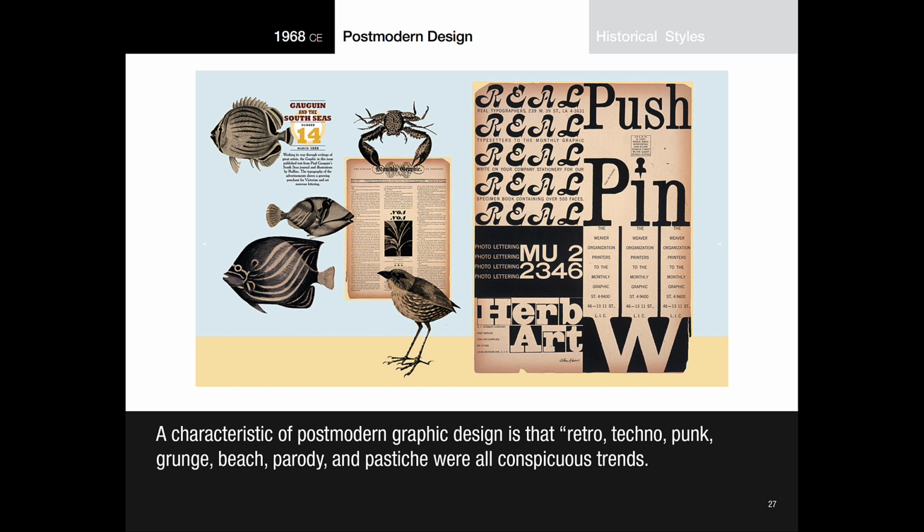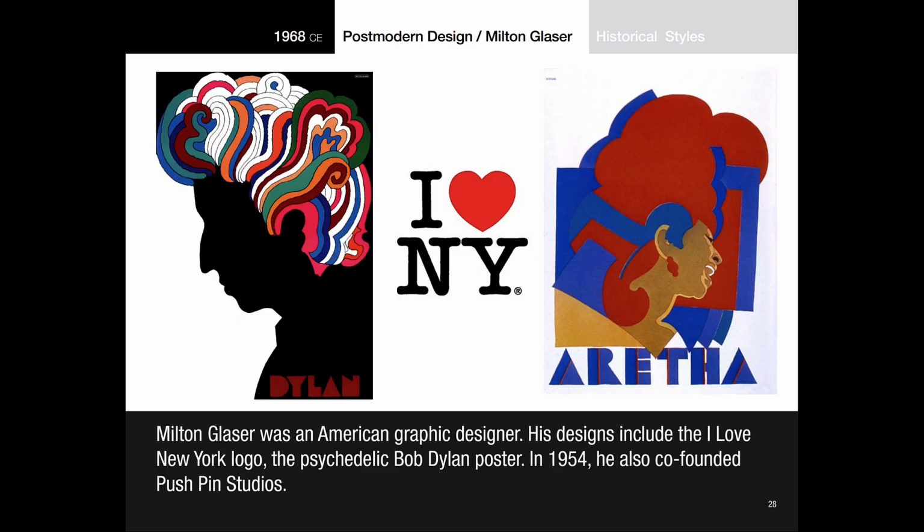Once we get in the late 60s into the 70s as well, we get what we refer to as postmodern design. Famous, especially in New York, for the Pushpin school. But here you also see that use of the magazine type photos and the collage effect that you saw in the Dada school as well.